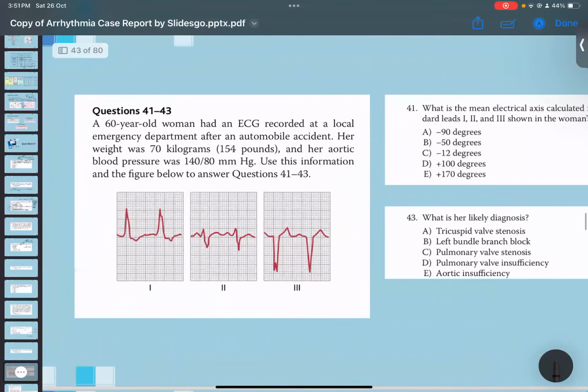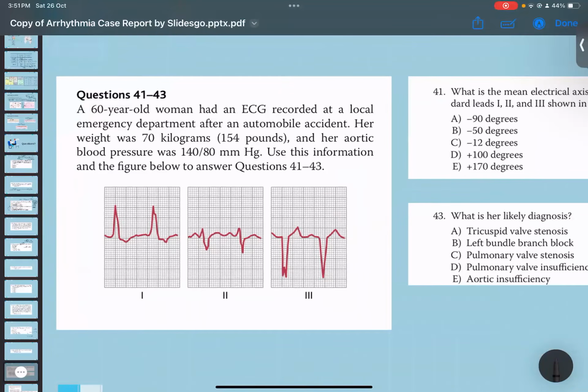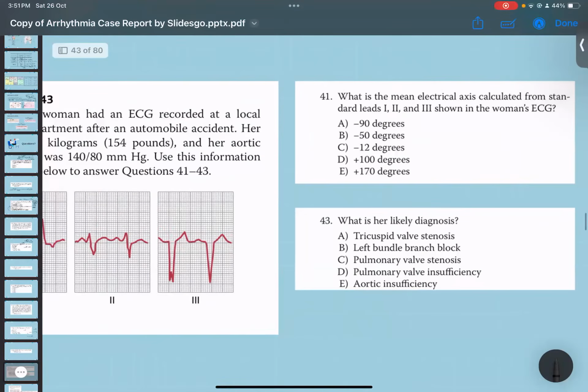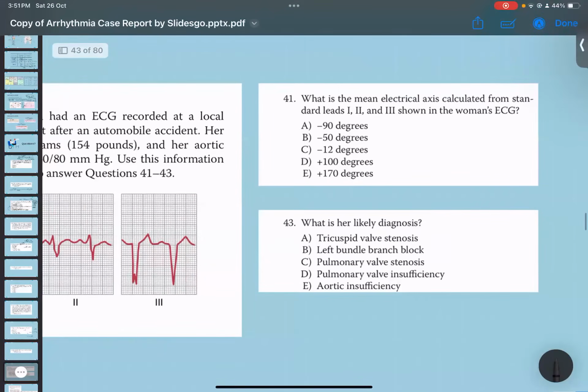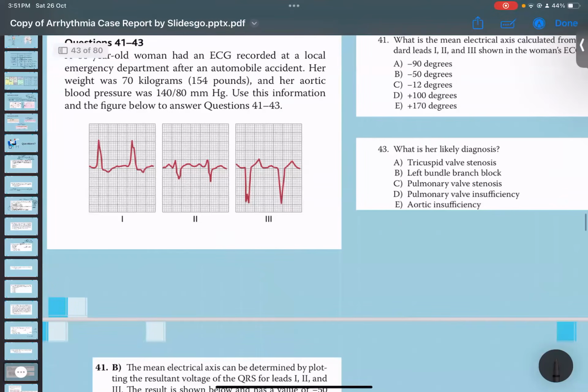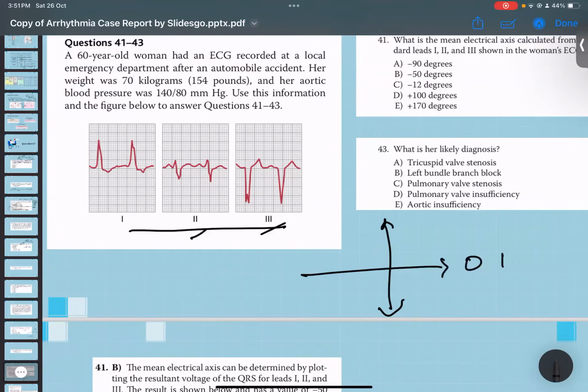Now, a 60-year-old woman had an ECG recorded at a local ED after an automobile accident. Her weight was 70, aortic blood pressure 140. Now you want to use the information to find out the answers. What is the MEA and how do you calculate it? Right now we're only given 1, 2, 3. If you don't exactly remember where 2 and 3 are placed, because 1 is at 0 for sure, right? If you cannot remember where 2 and 3 are placed, generalize it to 90.